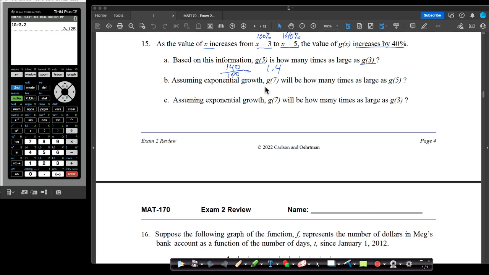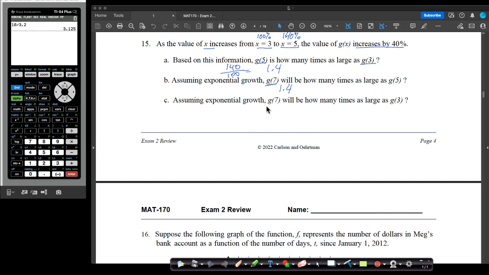Assuming the exponential growth, g of 7 will be how many times as large as g of 5? Well, this was 3, 4, 5. That's 2. To get from x equals 5, you go 5, 6, 7. This is a step of 2. So it's another 40% growth, right? Each time you take 2 steps, you're going to grow 40%. And so it's really exactly the same thing. Whatever we had at 5 was 100% now, and when we get to 7, we're 140% of that. It's going to be the same amount. That's how many times as large. If we went to g of 9, it is 1.4 times as large as g of 7. So 2 steps equals 1.4.